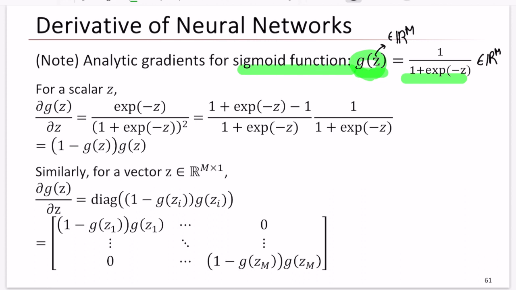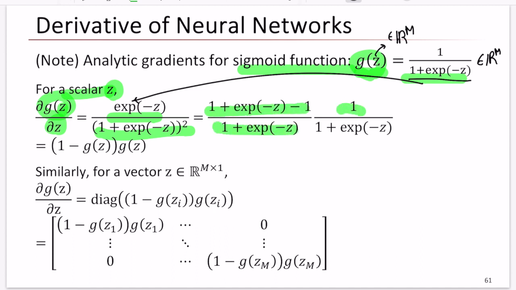First of all, people derive the vector form from the scalar case. If z was a scalar, the gradient of g of z in terms of z can be represented by this. It's very simple, just compute the gradient in terms of z. Then we can rewrite this as this times this, so it's going to be 1 minus g of z times g of z for the scalar case.